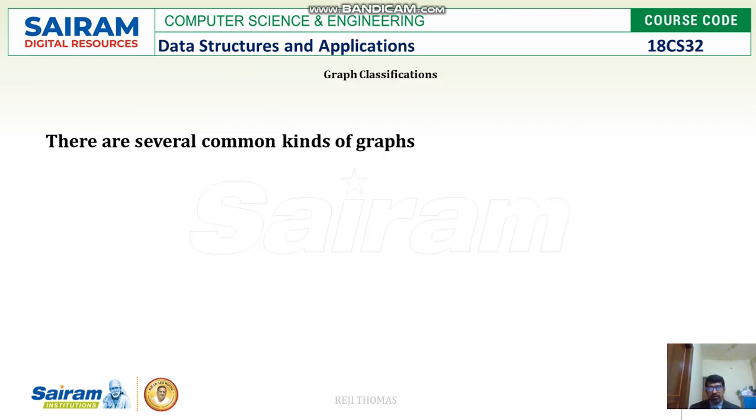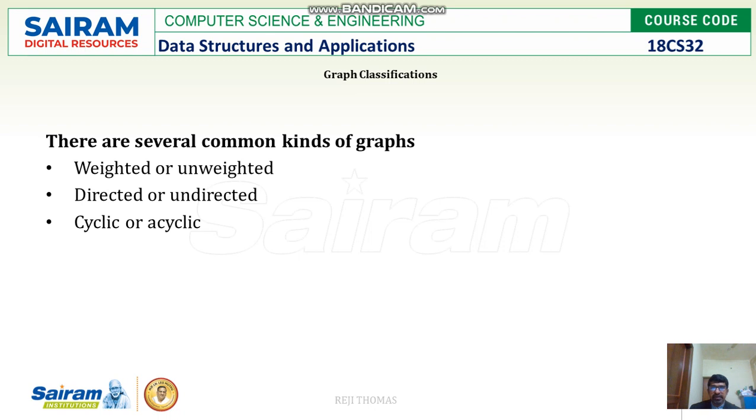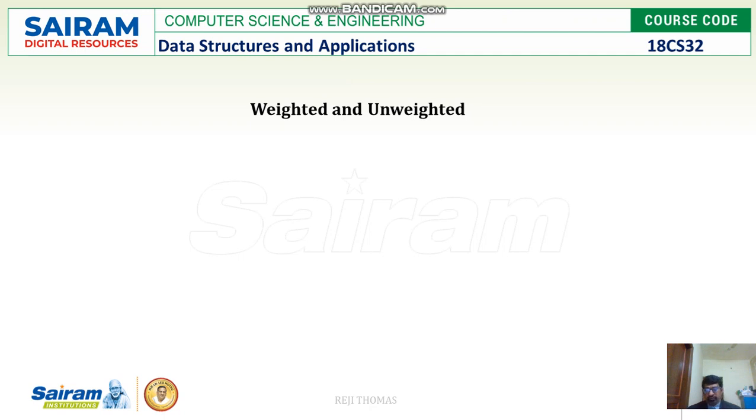So let us see what are the classifications of graphs. There are several classifications of graph. Let us see what those are. The first one is weighted or unweighted. Next is directed and undirected. Third one is cyclic and acyclic, and fourth one is multigraph. So let us see the first one, which is weighted and unweighted.